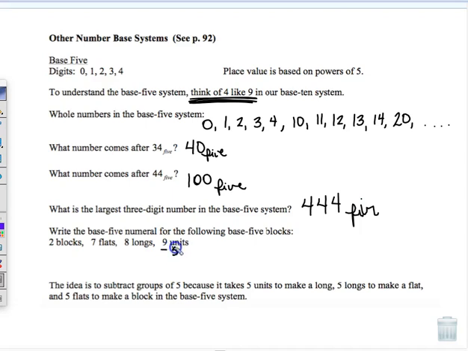So here, I'm going to subtract 5 units, which leaves me with 4 units, and that's going to add a long because it takes 5 of something to move up a place value. Now I have 9 longs. From those 9 longs, I will subtract 5, and that's going to leave me with 4 longs. When I subtract that 5, that gives me now a flat. So I have 8 flats.